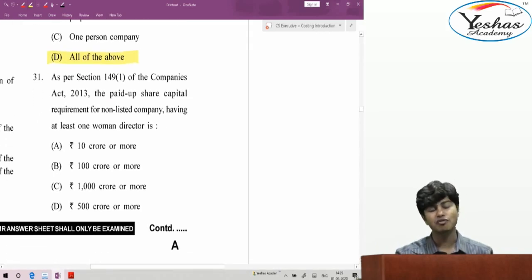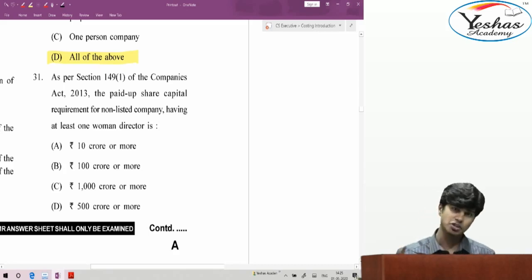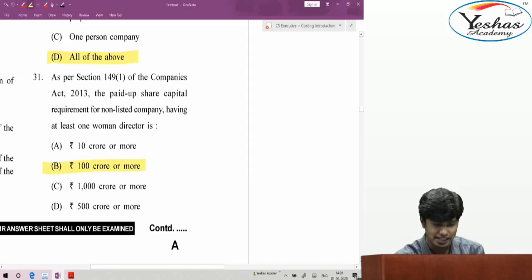As per Section 149 subsection 1, Section 149 talks about company to have directors. Section 149 subsection 1 of Companies Act talks about paid up capital requirement for non-listed company to have a woman director. If it is a listed company, it is supposed to have a woman director. If it is a non-listed company, it has two conditions. One is based on the paid up capital, second one is based on the turnover. The condition based on the paid up capital is 100 crore. If the company's paid up capital exceeds 100 crore, then it is supposed to have a woman director.